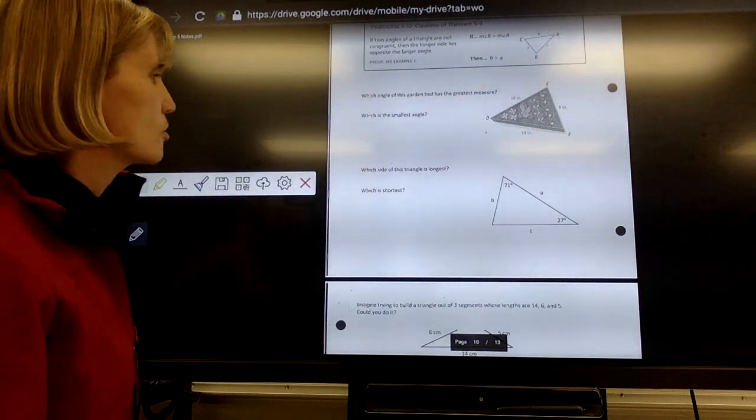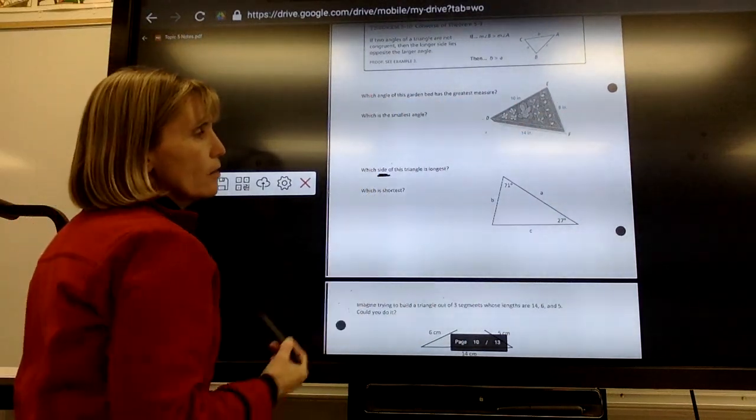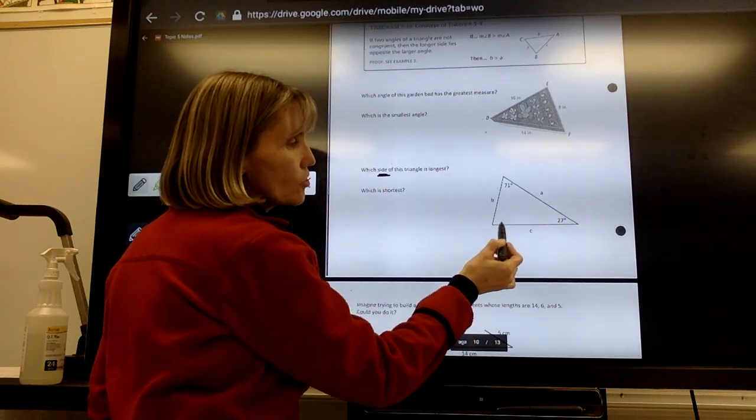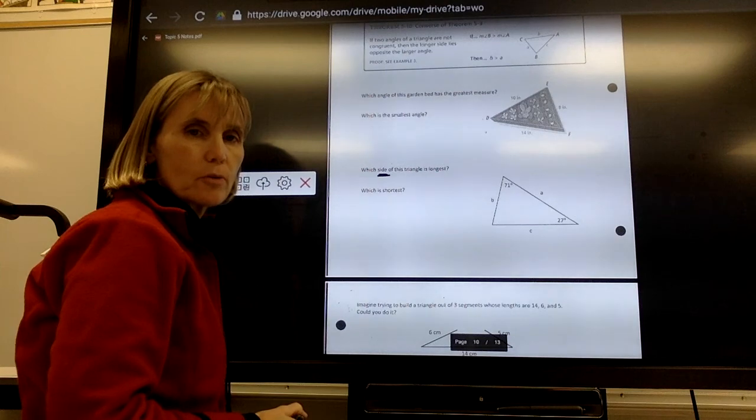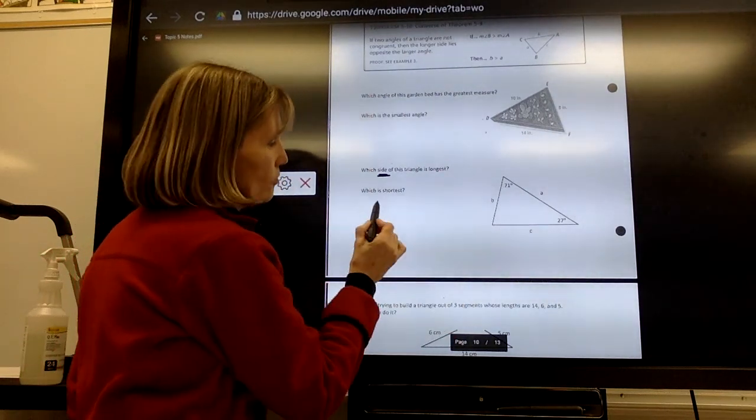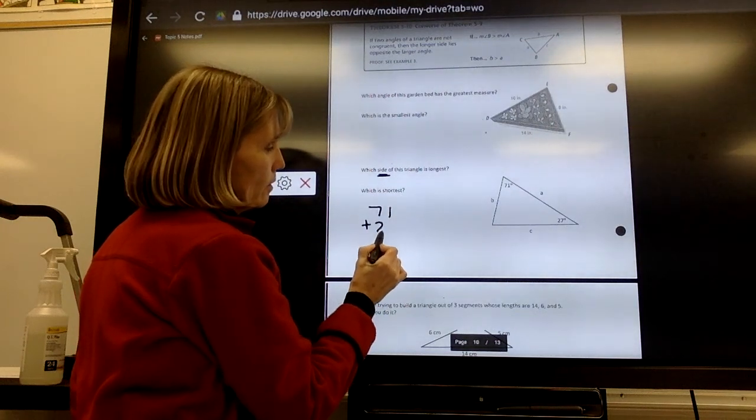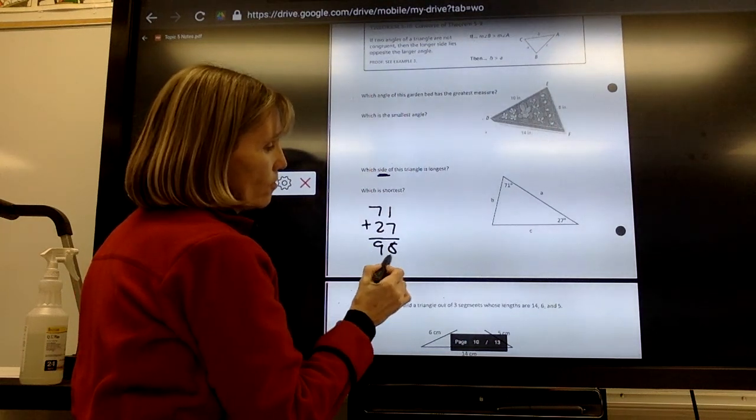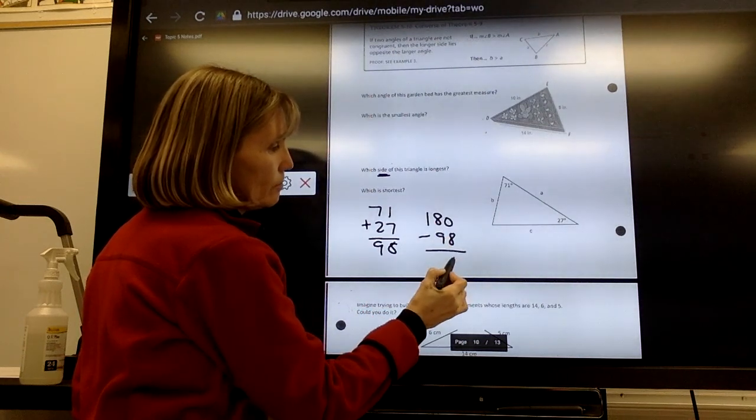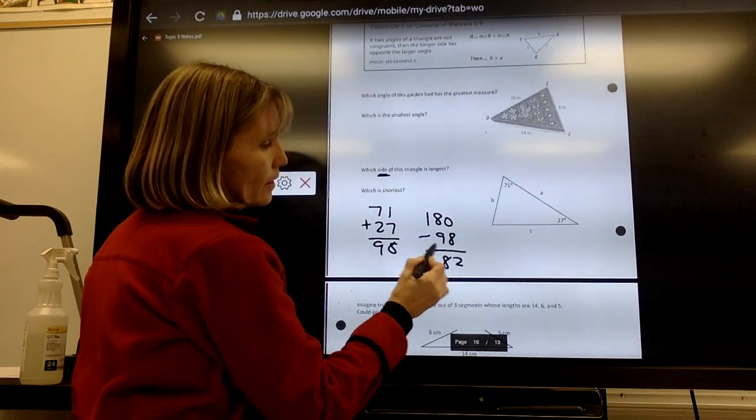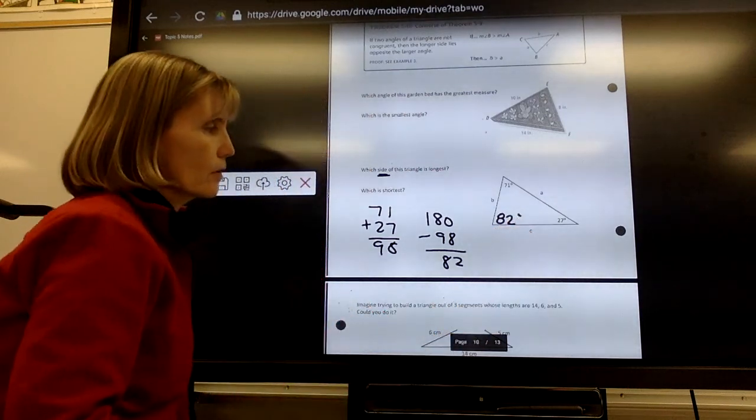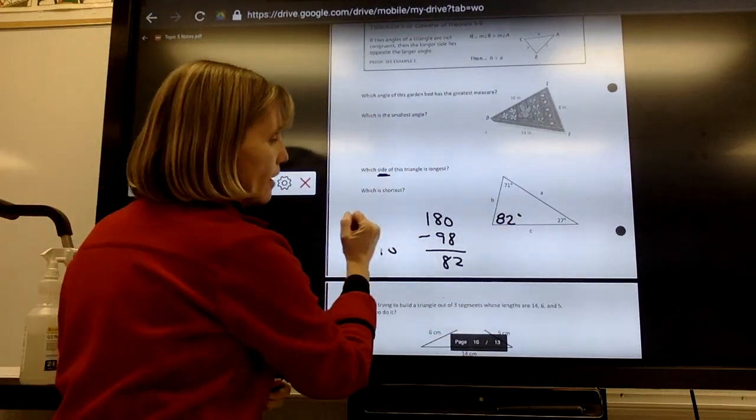We can also do this with sides. It says which side of the triangle is the longest. Well, if I look at the angle measures here, I'm missing an angle measure right there, but can we determine what that angle measure is? Sure we can. We know two angles of a triangle, so we add those up, and we subtract from 180. I take 180 and I subtract 98. I'm going to get 82. This is an 82-degree angle down there. So yes, we have to find that.